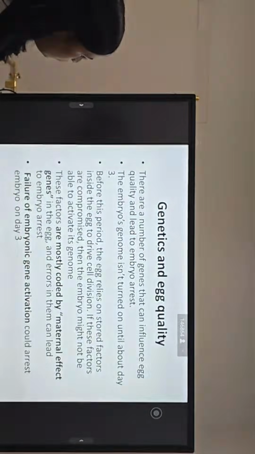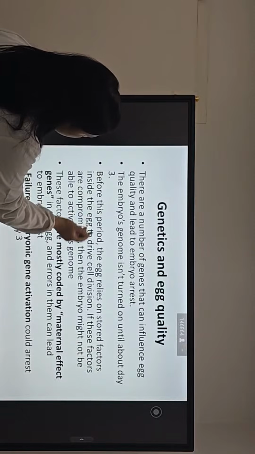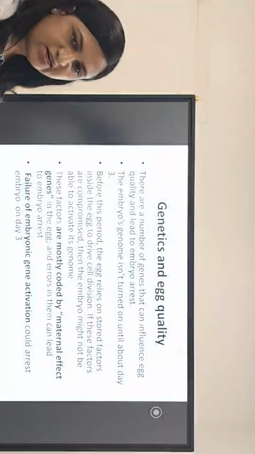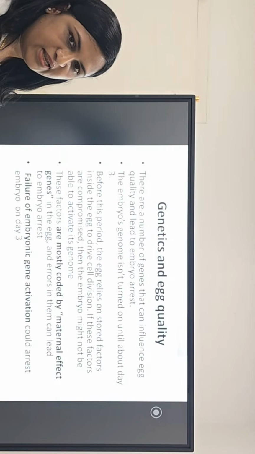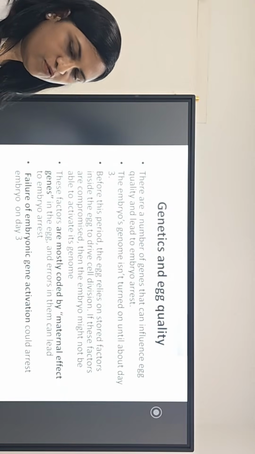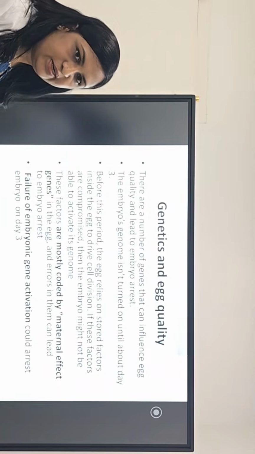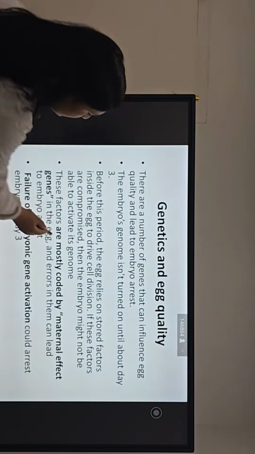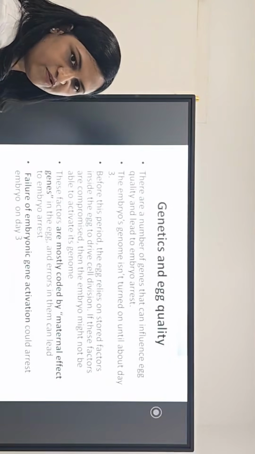Now genetics and egg quality. There is a thing called embryonic gene activation. This embryonic gene activation does not occur until 3 days after fertilization. So up to 3 days of fertilization, the embryo is depending on the cytoplasm of the oocyte for the nutrients. If the embryonic gene activation does not occur, the embryo will degenerate. This embryonic gene activation is mostly coded by the maternal effect genes, that is the genes inside the egg of the mother.